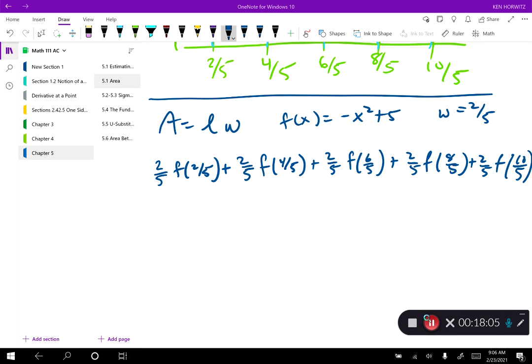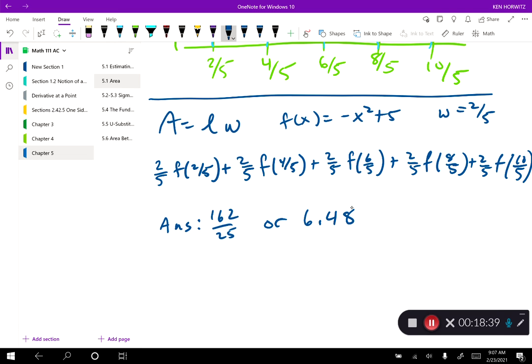All right, so hopefully you were able to work this out by taking 2/5, plugging it in, 4/5, plugging it in, and so on and so forth. I got an answer of 162 over 25. That's a perfectly acceptable answer. Or if you're able to put it into decimal form, it would be 6.48. And this is an underestimate of your area. Some of the area under the curve is not included.